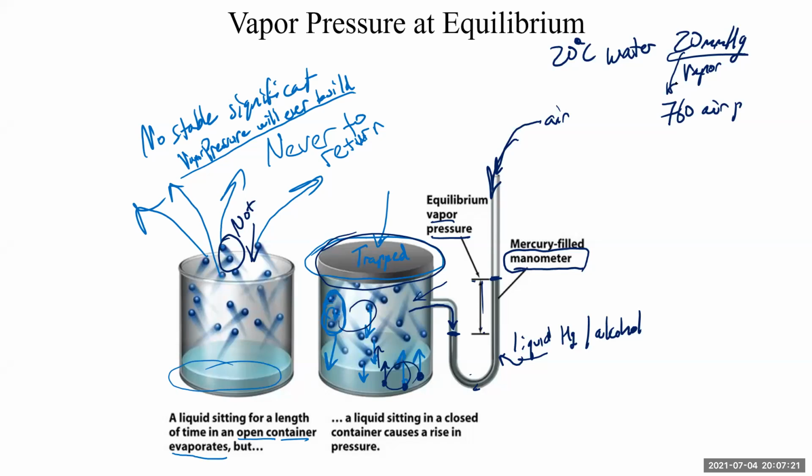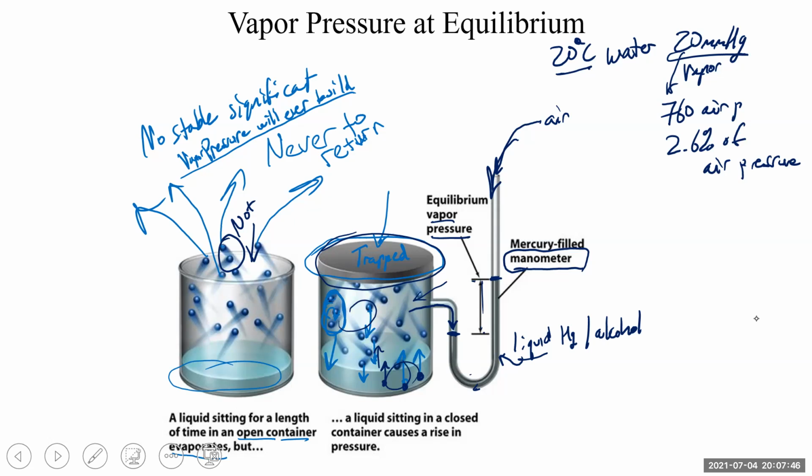Hold on, let me do 20 divided by 760 times 100. Okay, my apology. It's 2.6%. That's 2.6% of air pressure. That's nothing. That's hardly any pressure at all. At 20 degrees Celsius, there's a small but significant vapor pressure for water.